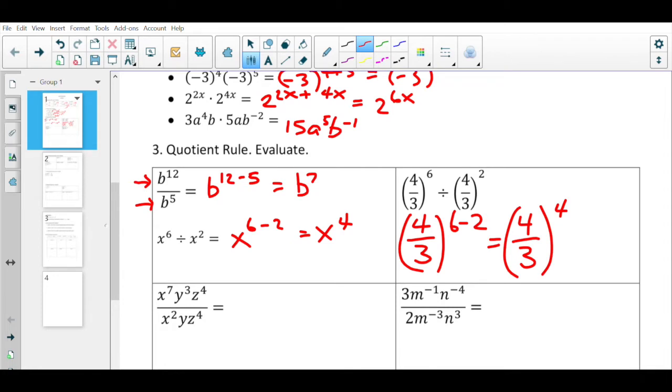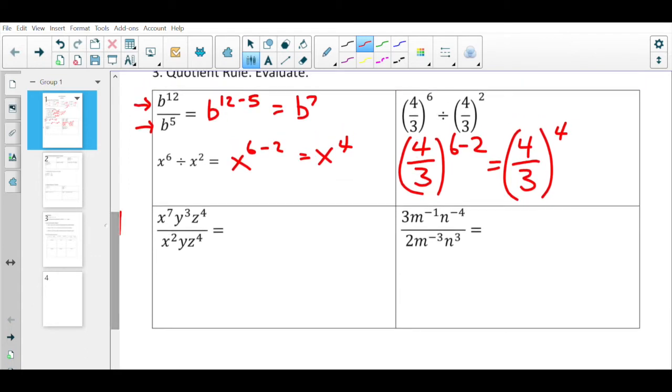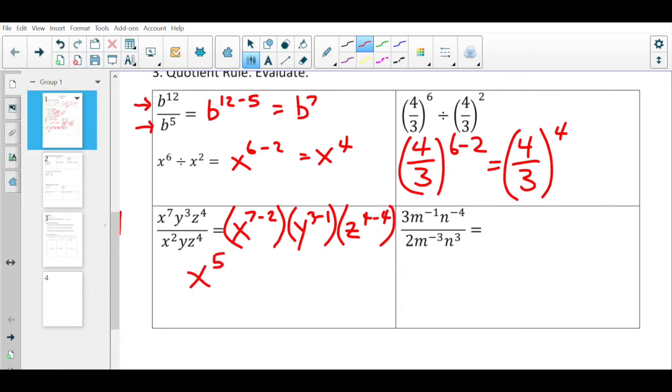Here we have a lot more going on, so this is an exercise in keeping all your values straight. So we have x's and y's and z's on the numerator and the denominator, so let's rewrite it as x, 7 minus 2, y, 3 minus 1, and z, 4 minus 4. So that's x to the 5, y squared, and that's z to the 0. And we can simplify that even more. That's x to the 5th, y squared, and z to the 0 is just 1. So we'll just leave it as x to the 5th, y squared.